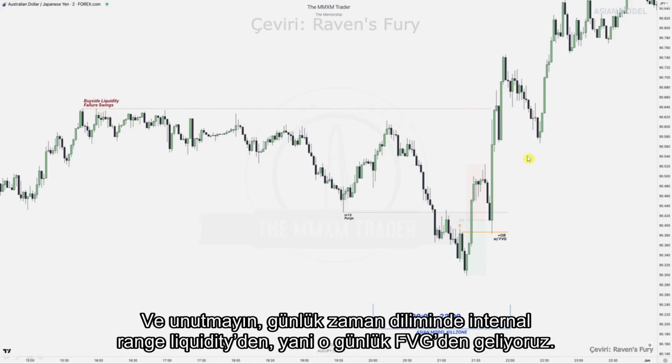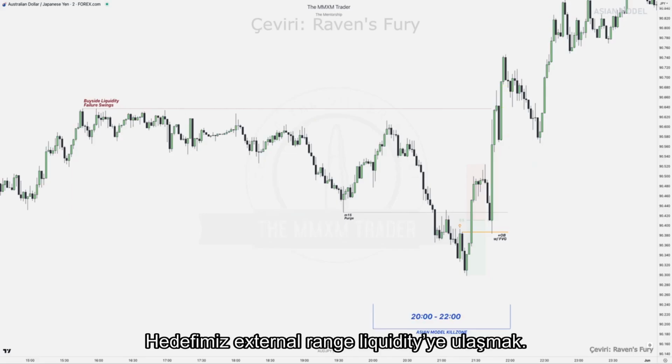And we're going, remember, from the daily time frame, from internal range liquidity, that daily fair value gap, we want to reach into external range liquidity.